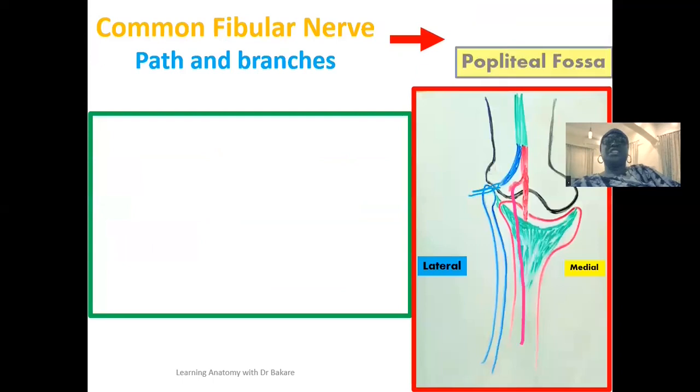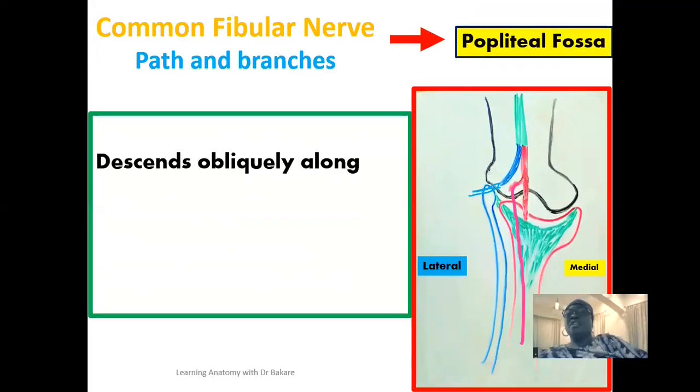So going to the region of the popliteal fossa. If we try to use this image for illustration, this structure that is arrowed here in green is the sciatic nerve. At the upper part of the popliteal fossa, you see the sciatic nerve terminally dividing into the tibial nerve on the medial side and the common fibular nerve on the lateral side.